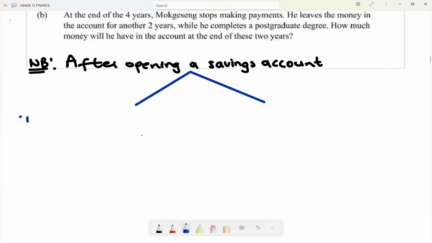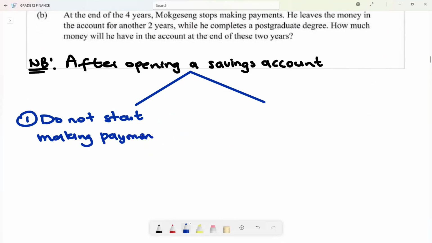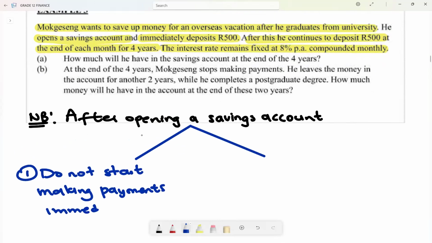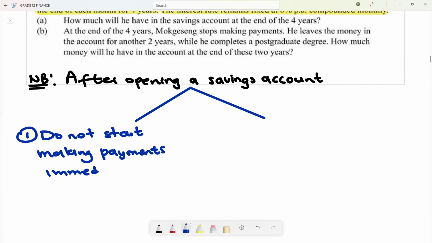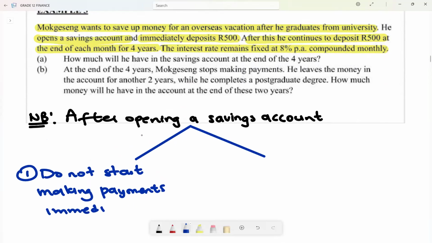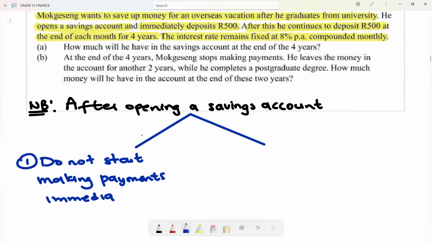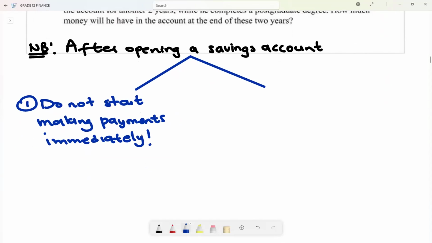First one, do not start making payments immediately. The first caution: do not start making payments immediately.